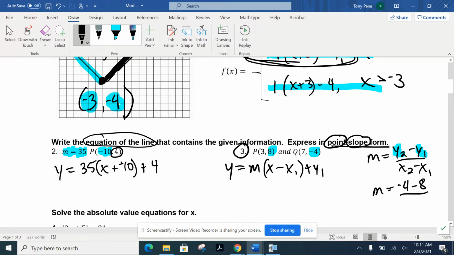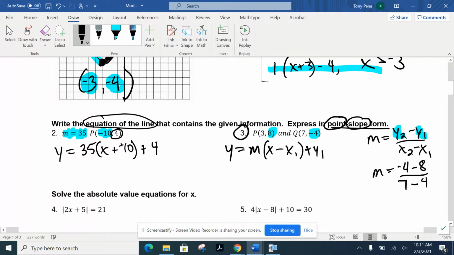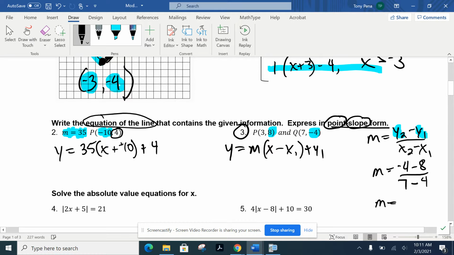So the x sub 2 is going to be a 7, and then my x sub 1 is going to be 3. The numerator then becomes a -12. 7 minus 4 is 3. What we then find is our slope is a -4. And then it's the same thing we would have done before.